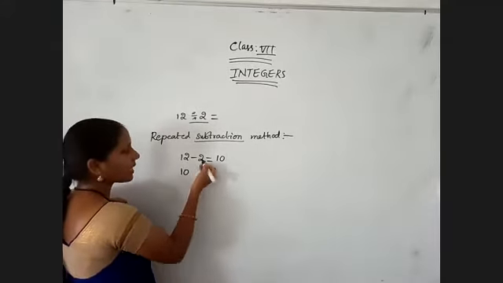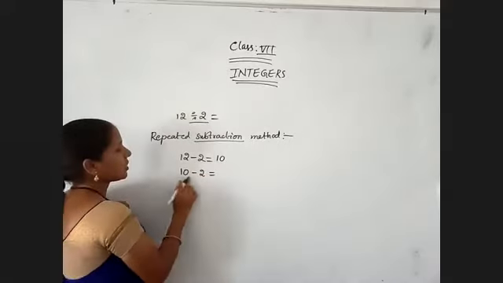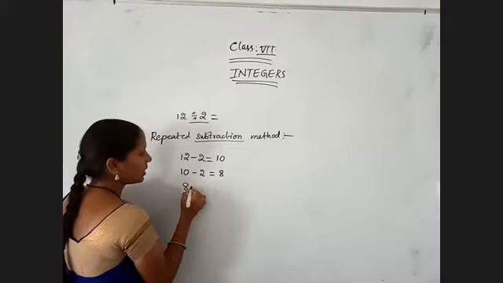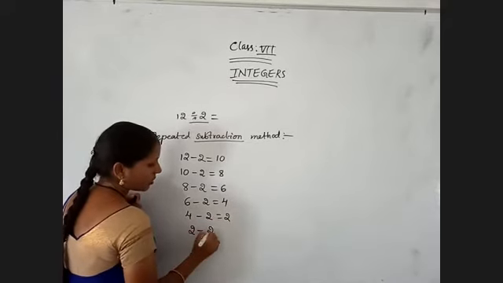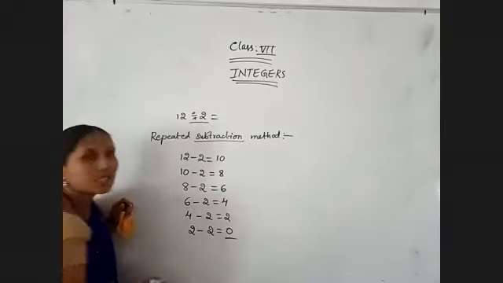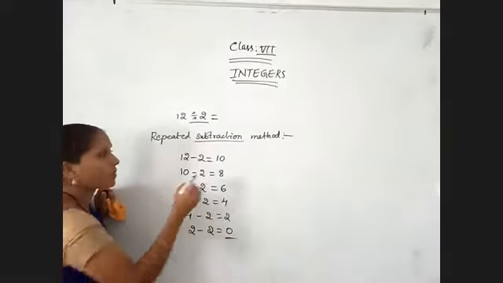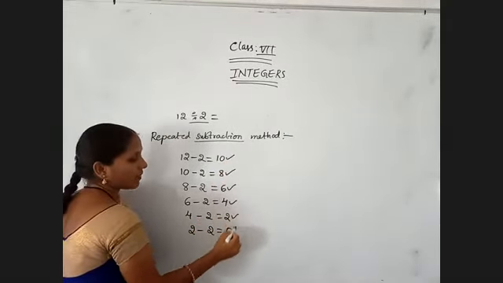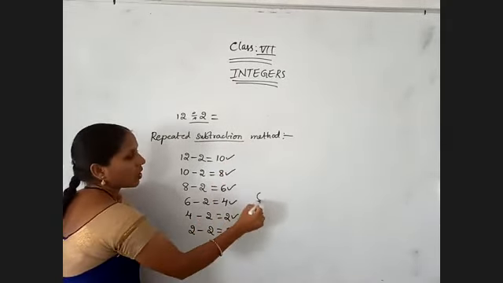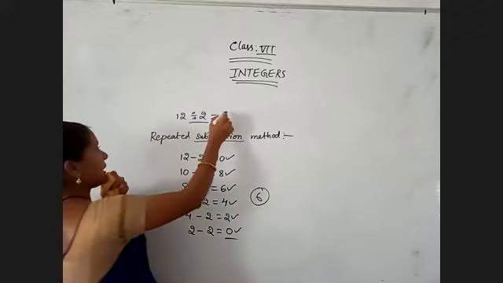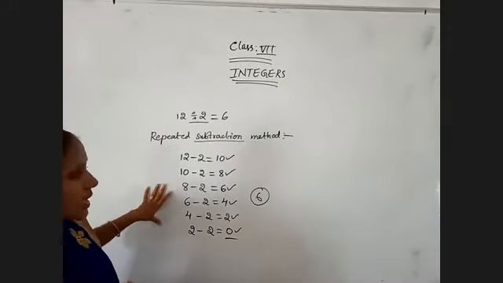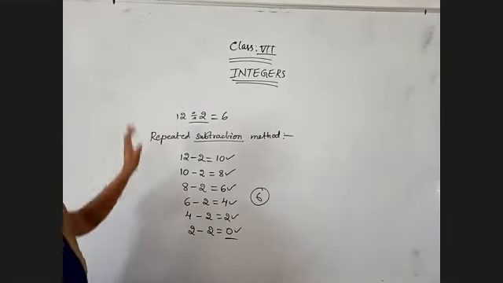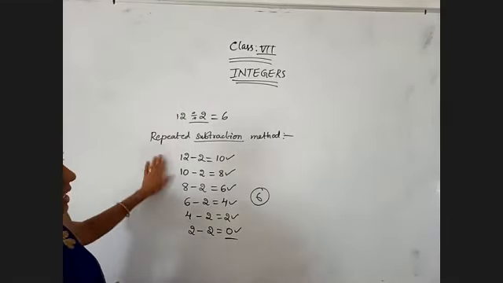In the second step, we repeat the same subtraction. 10 minus 2 is equal to 8. 8 minus 2 is 6. 6 minus 2 is 4. 4 minus 2 is 2. 2 minus 2 is equal to 0. So we repeat this process until we get the result 0. Now how many times have we repeated this process? Observe: 1, 2, 3, 4, 5, 6. So 12 divided by 2 is equal to 6. Division is nothing but repeated subtraction, so we use this method to simplify smaller quotients. But for bigger values, we can't use this method, so we use another method, division.